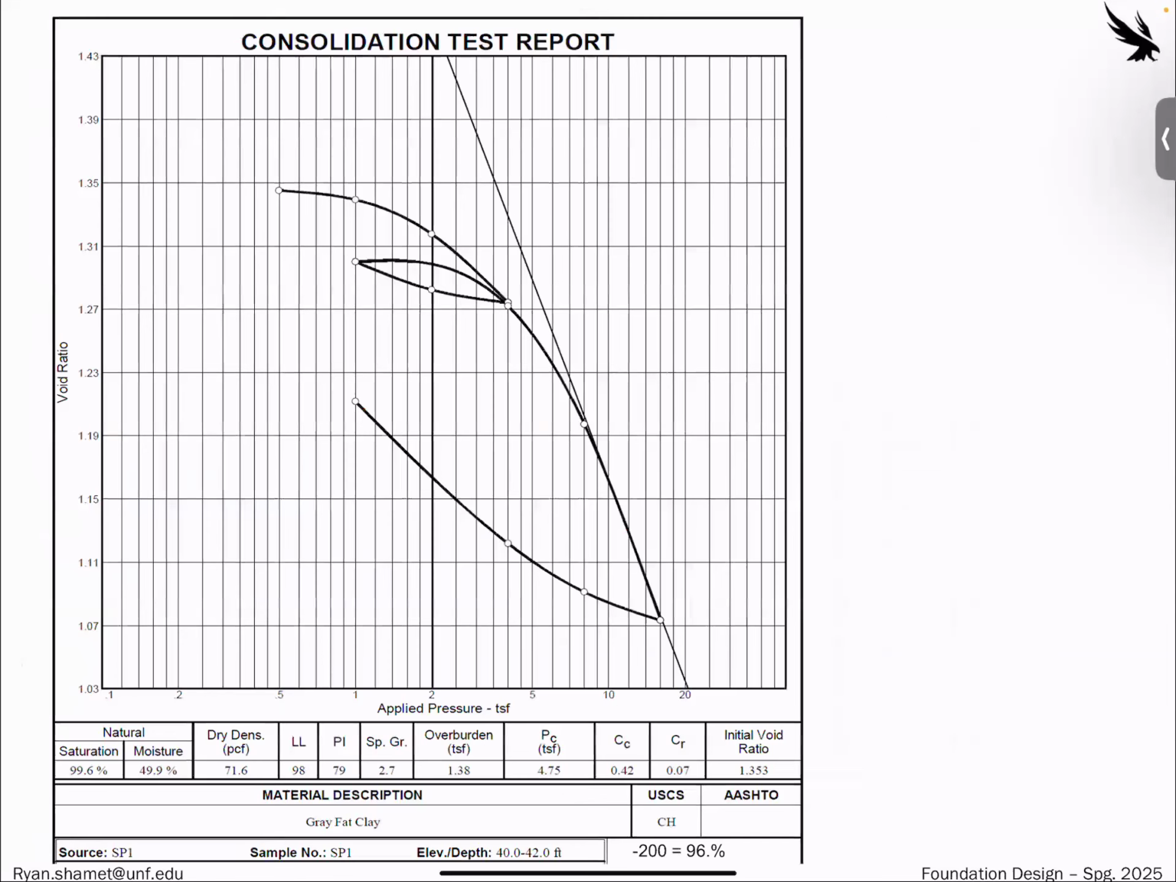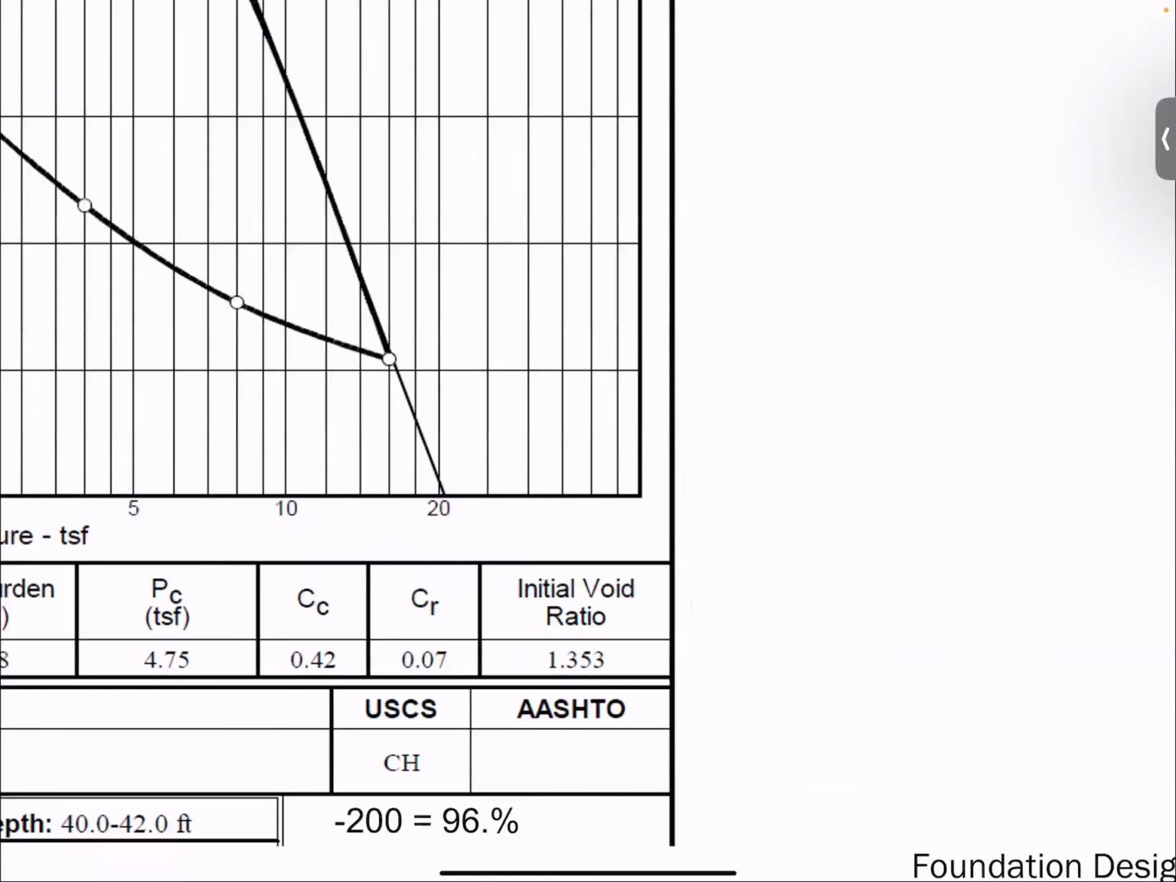Just to show you, this is what some real data looks like from a consolidation report. This is, I think, from either the Wekiva Parkway or the I-4 Ultimate project. So you can see what they did with the initial void ratio right here, shown in this report, 1.353.